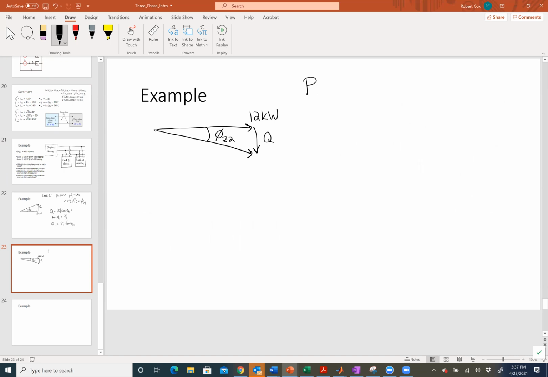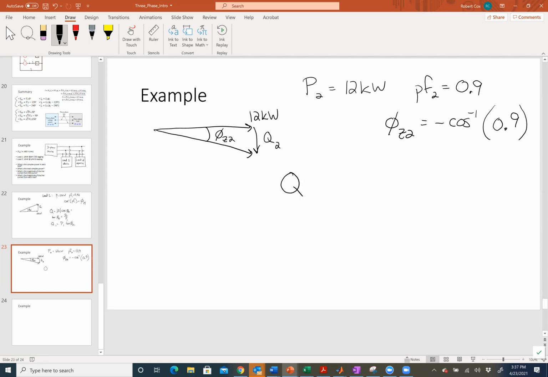The thing I got to remember in this particular case is that P2 is 12 kW, and power factor 2 is a positive number, 0.9. But what is, in this case, phi Z2? I can't just say it's the inverse cosine, right? I got to put a negative in there. That's my phi Z2. Okay, so I can do the same process.